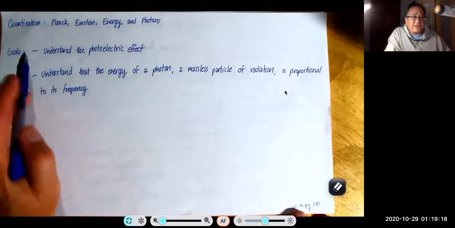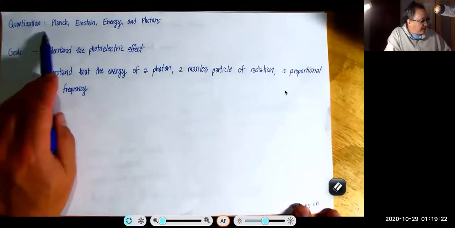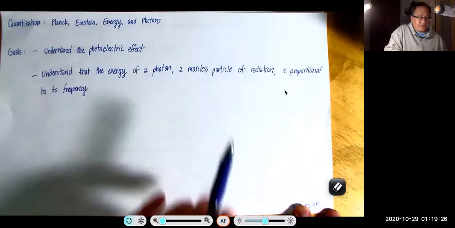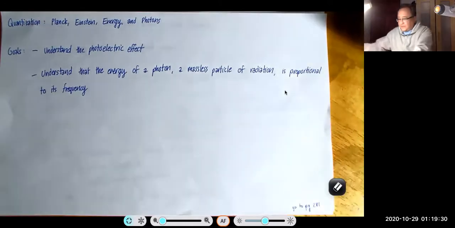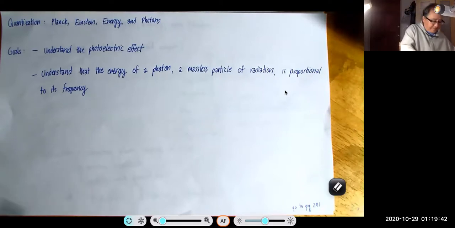Okay, this next section is called quantization: Planck, Einstein, energy, and photons. This can be a little bit of a long section, but we're going to give it a go. The goals are to understand the photoelectric effect and to understand that the energy of a photon, a massless particle of radiation, is proportional to its frequency.